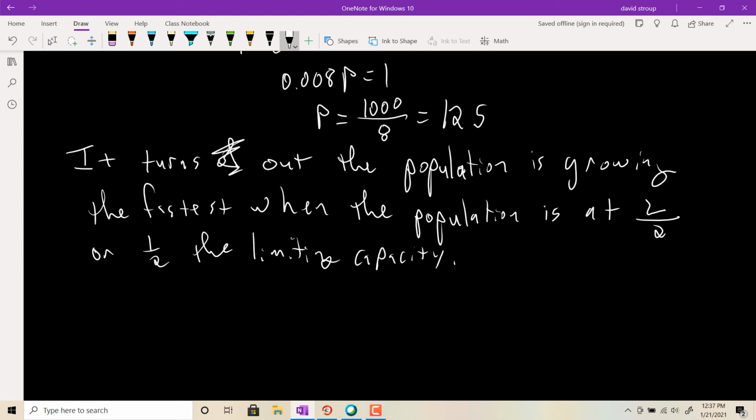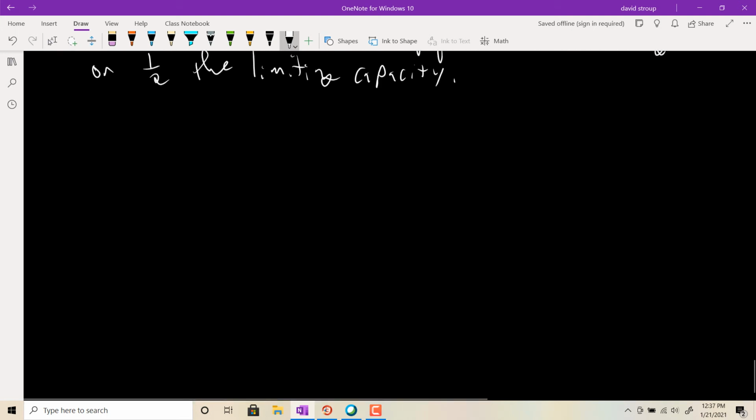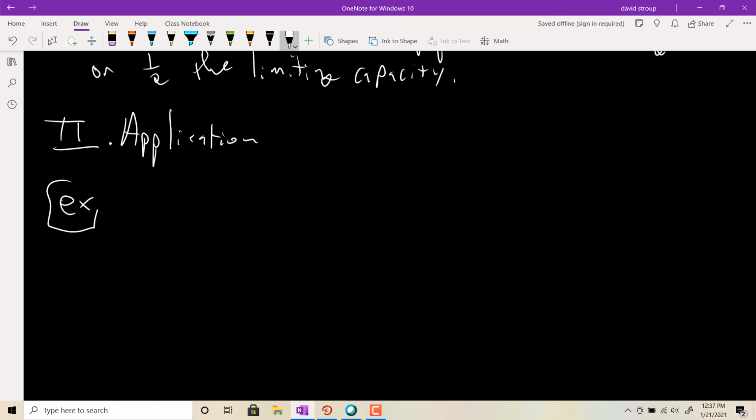Okay, let's look at an application. So this one I think is in terms of panthers. But if you'd rather, you can think about zombies. Okay, so application example.